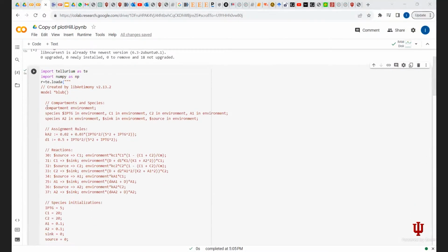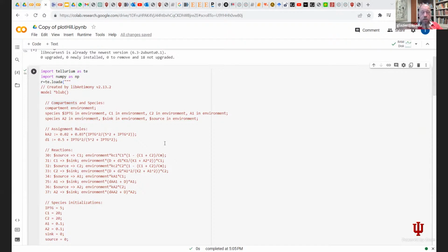What about this part? Okay, so compartments we haven't talked about yet. Compartments. So by default, Antimony thinks of all of those chemical reactions occurring in the same place, being mixed together.